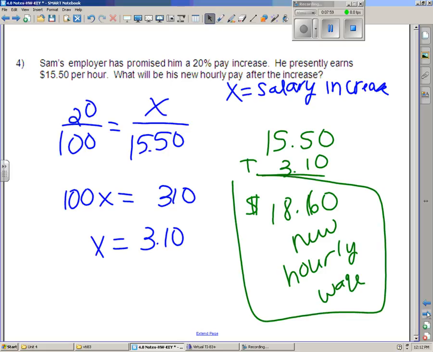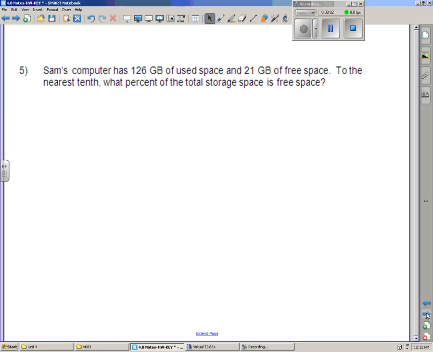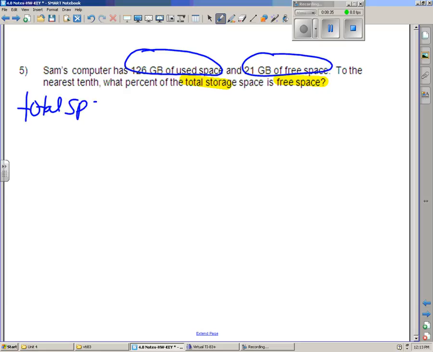Okay, got one more to go. Sam's computer has 126 gigabytes of used space and 21 gigabytes of free space. To the nearest tenth, what percent of the total storage is free space? You've got to be careful here with the words. What percent of total is free? Okay, so what's happening now is we know that total storage, or let's back up for a second. We know that used space is this amount. We know that free space is this amount. Well, what's total space? And that's going to be the 126 that's used, the 21 that's free, for a total of 147.